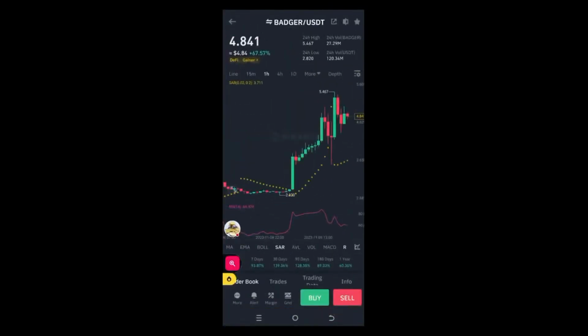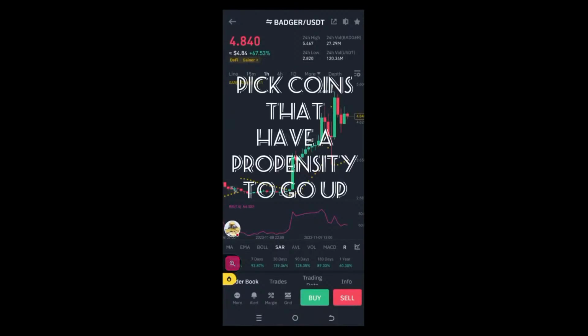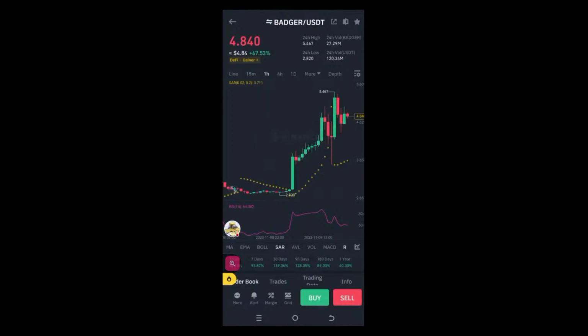Now, what are the things we have to look at? First off, like I always tell you, you have to choose coins that have a propensity to go up. Not just because you're picking a coin that's already on the ground and it might likely go up. No, that is a probability. We're talking about propensity. Propensity is different from probability, okay? Propensity means that it has a likelihood. It's more in the positive that this will rise up.